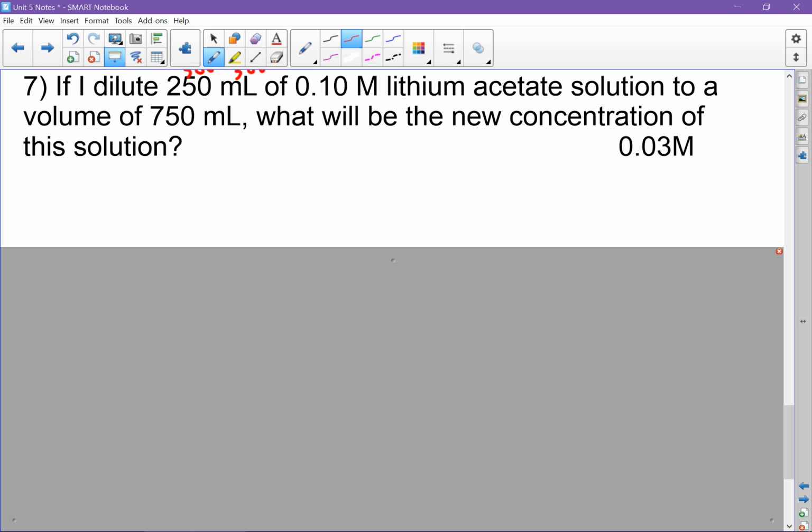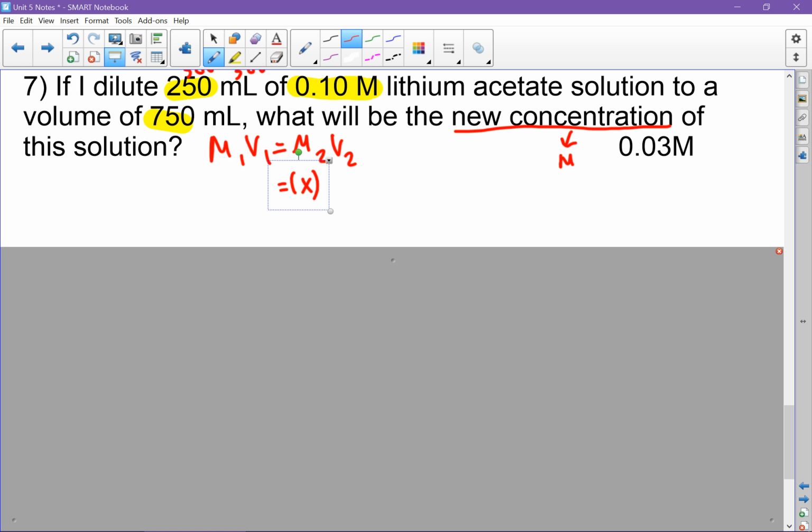If you need some help with number 7, let's go through. Let's highlight our numbers. Then we'll write our formula. M1V1 = M2V2. So in this one I'm looking for the new concentration. Remember, concentration means the same thing as M for molarity. So X goes over here. It's the new one. It's the second one.